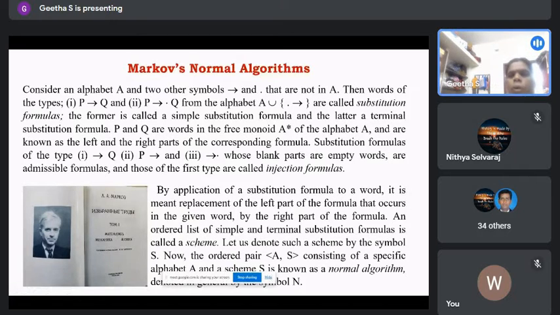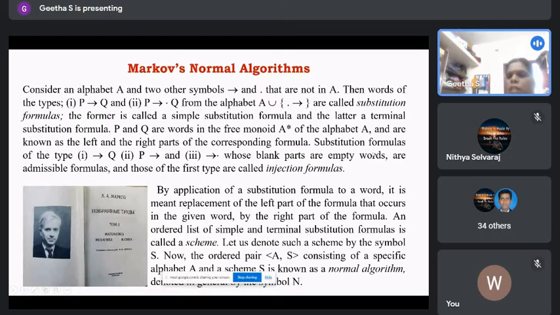Both P and Q are constant values, so you can take any other values. This is one of the algorithm steps. For the left and right parts of the corresponding formula, you can use a hyphen. So P implies Q is possible, P implies is possible, and otherwise the third one is implies Q with blank parts, that is, empty words.